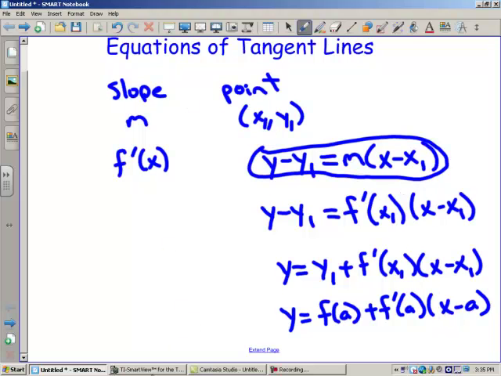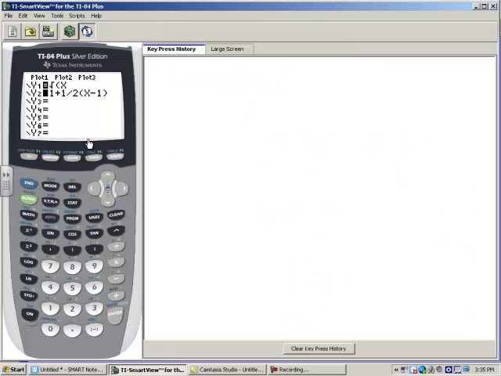Before we do that, I want to show you what a tangent line actually looks like. So here I've got the graph of the square root of x, and miraculously I happen to know the equation of the tangent line to the square root of x. And so I'm going to graph this, and you're going to see what a tangent line looks like.